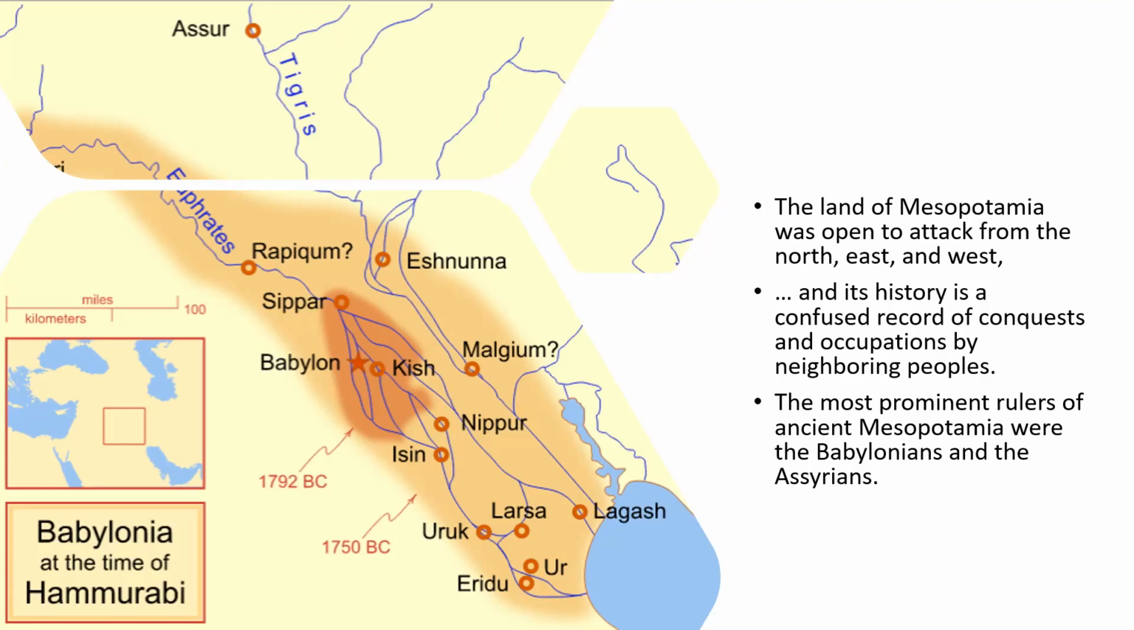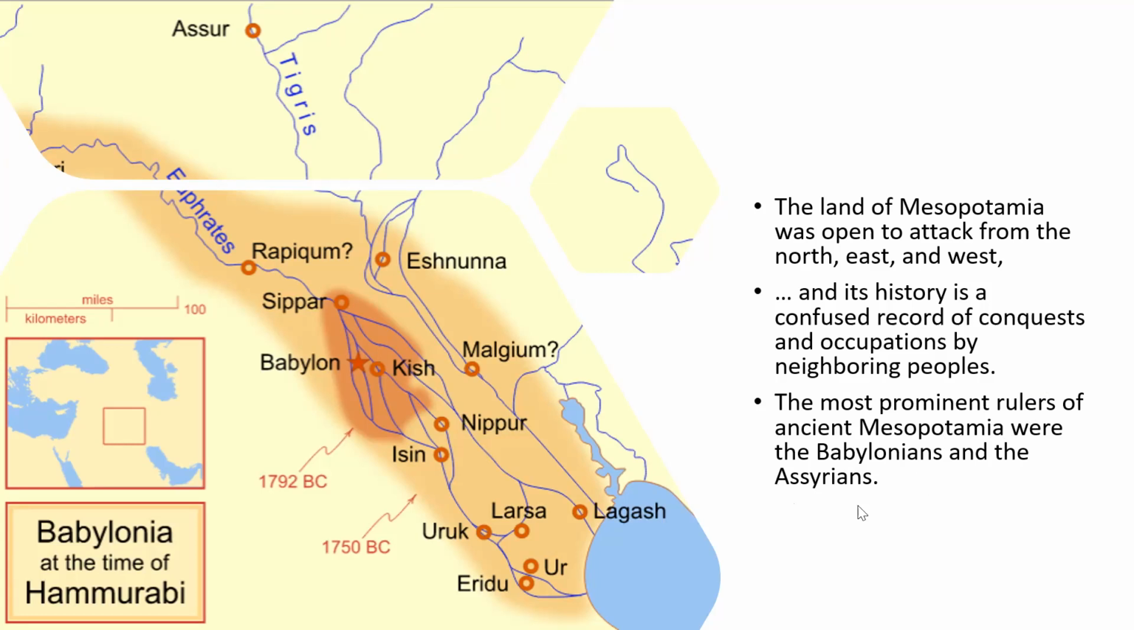The most prominent rulers of ancient Mesopotamia were the Babylonians and the Assyrians. So, what can you conclude from this last sentence? The most prominent rulers, pemimpin dari ancient Mesopotamia yang paling terkenal, were the Babylonians and the Assyrians.